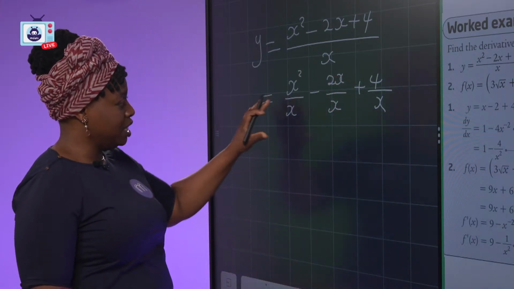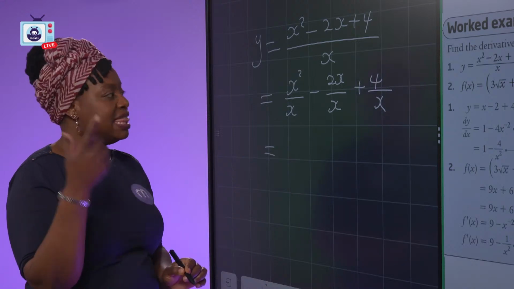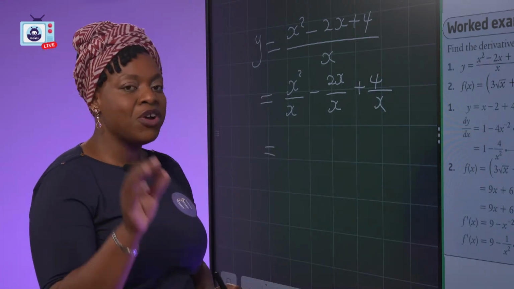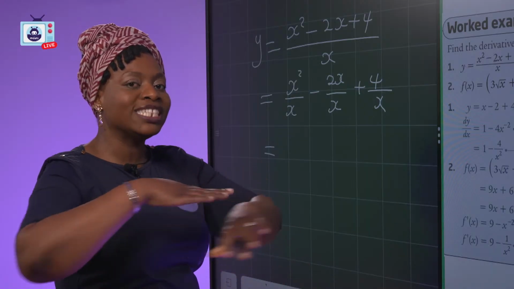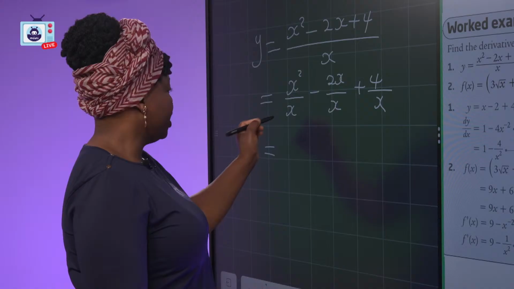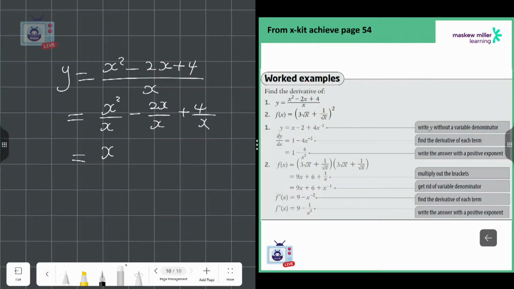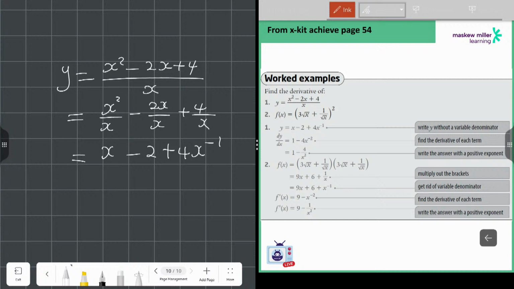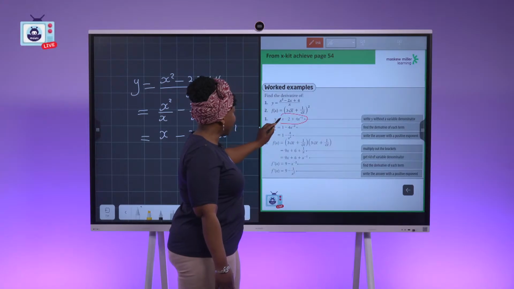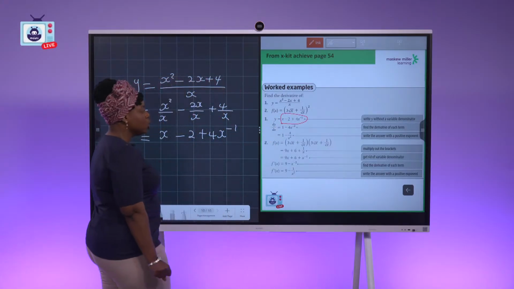As soon as you do this, you'll be able to move to the next step, and then you can derive. Never ever write the derivative before you get your standard form where you can derive. So here we will have x plus x minus 2, not a plus, x minus 2, and then we'll have plus 4x to the -1. So you can see how we got into the place where we had x minus 2 plus 4x to the exponent of -1.